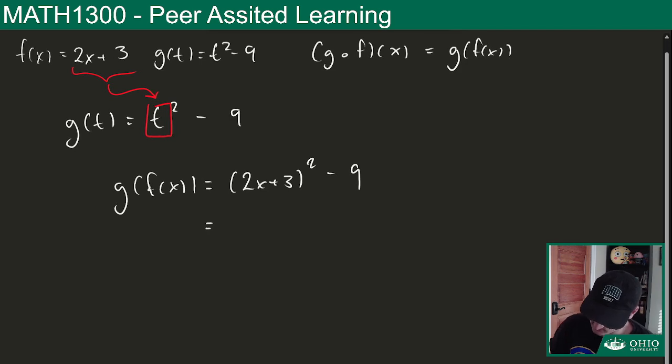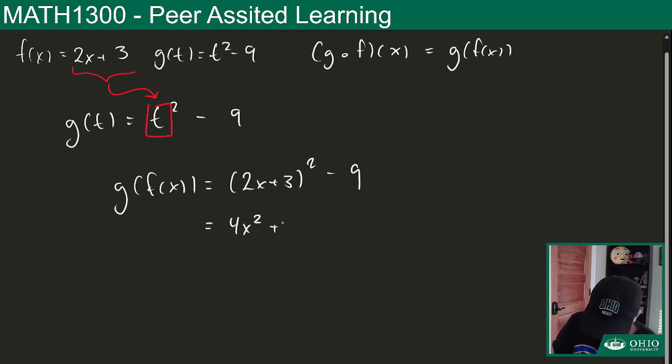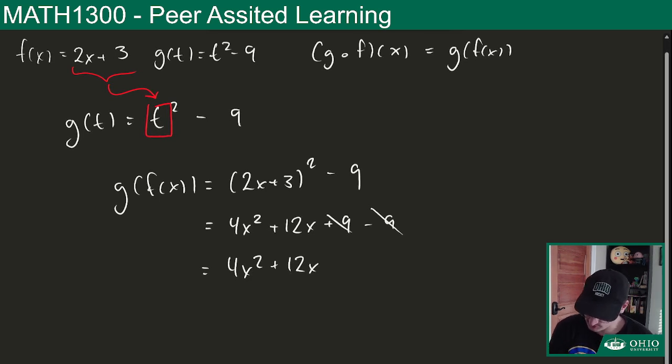So I can FOIL, so I would get 2x times 2x, that is 4x squared. Then I have to do 2 times the outer, so 3 times 2x would be 6x, but times 2 would be 12x. And then 3 times 3 would be 9. And then that minus 9 carries over. So I can just cancel out the 9s, and we're left with 4x squared plus 12x. That already looks pretty good.